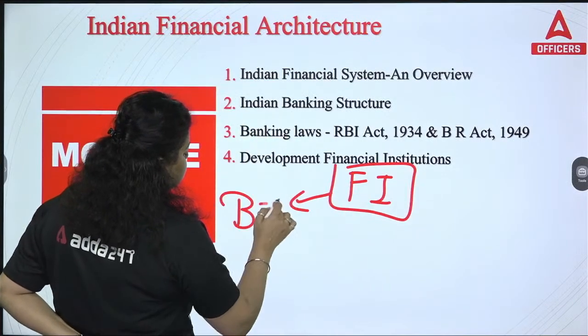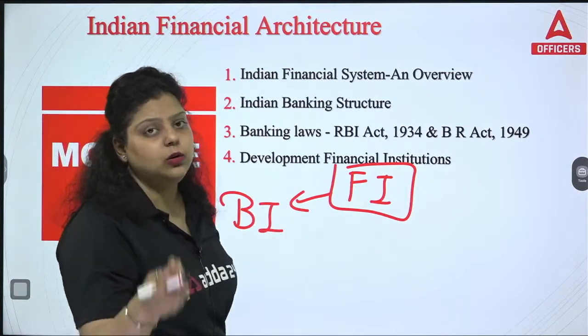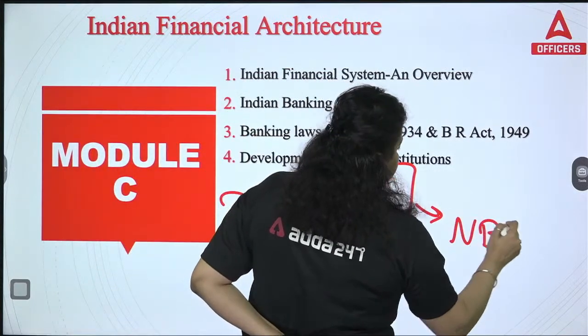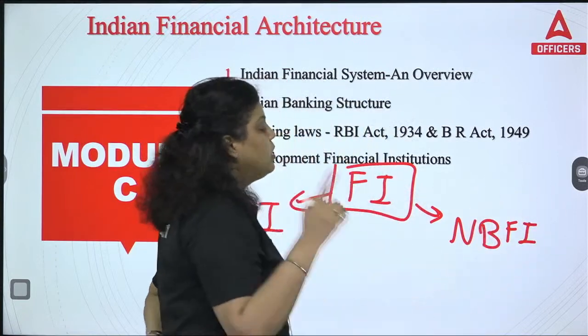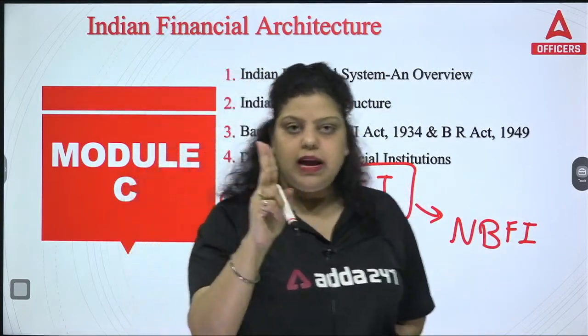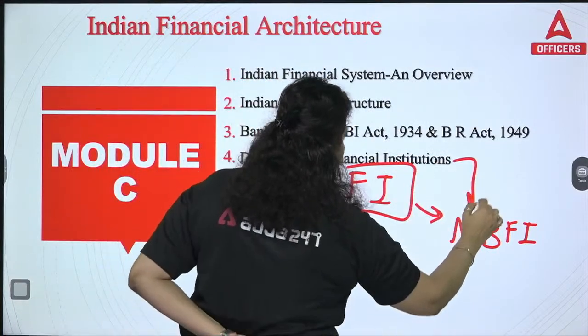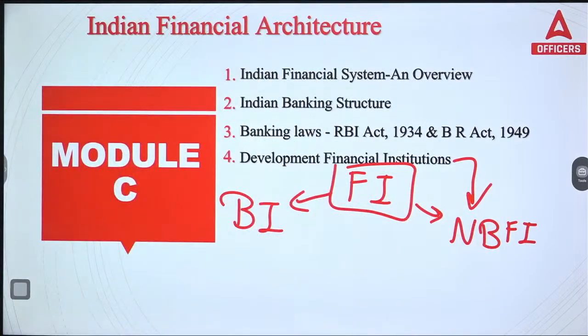First is banking institution, in which all the banks that are regulated by RBI will come. And the second one is non-banking financial institution, in which all India financial institutions, NBFCs and primary dealers will be covered, and that's what the development financial institutions are. Okay, so that we have to cover.